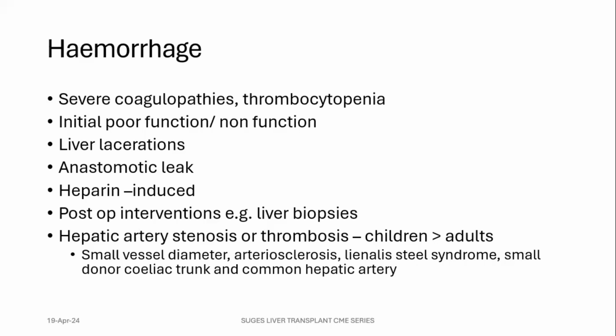Then patients who get hepatic artery stenosis or thrombosis, which is more common in children who have received a liver transplant than in adults, can also end up having hemorrhage. This is usually caused by a small vessel diameter or underlying atherosclerosis or Lienales-Steele syndrome. I'll describe Lienales-Steele syndrome a bit later. And then where you have a small donor celiac trunk and a small donor common hepatic artery, these are candidates for hepatic artery stenosis and thrombosis, and eventually they end up having hemorrhage.